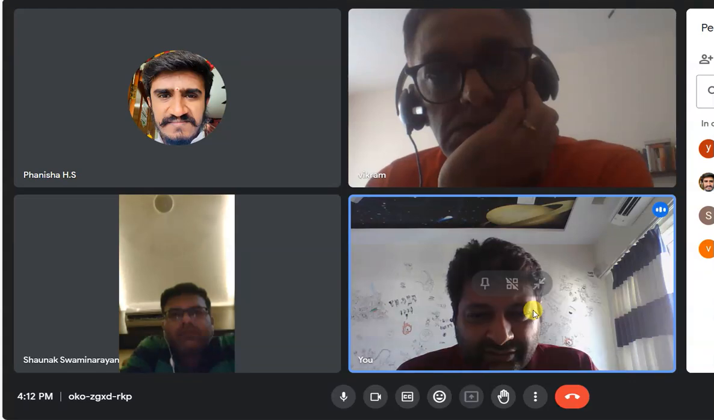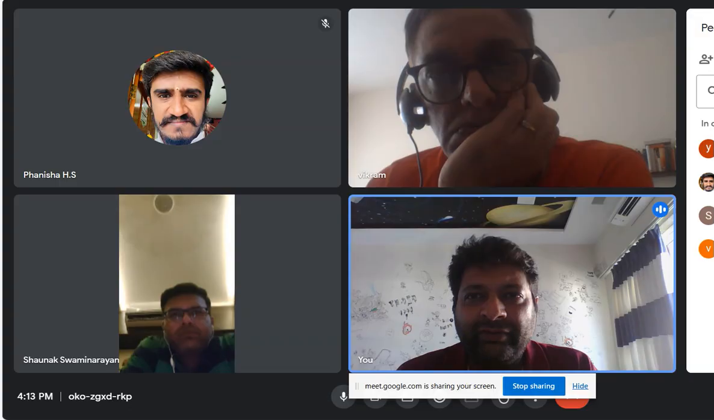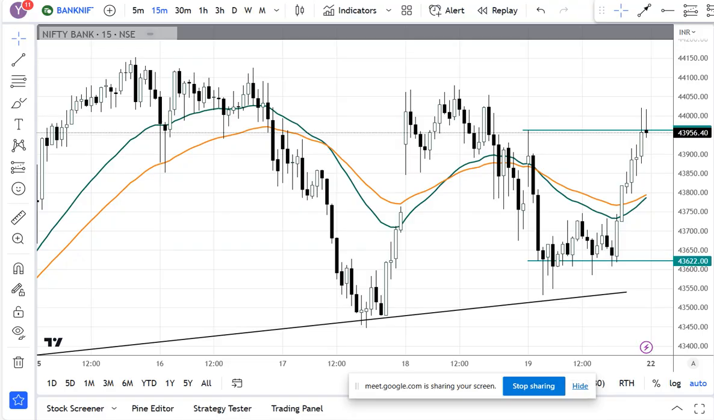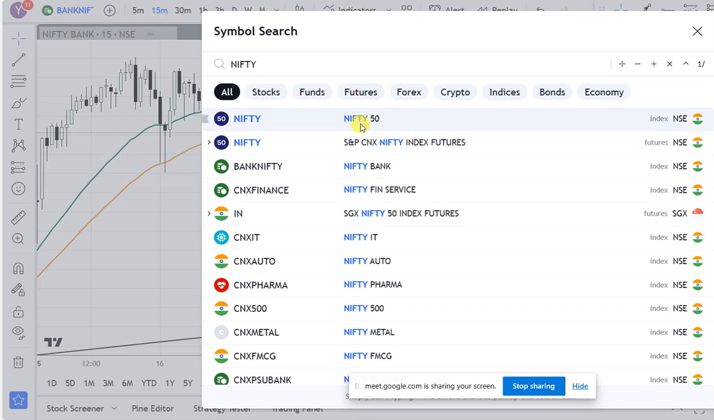Screen, the entire screen. Okay, now you all tell me when you can see the screen. Can you see the chart? Yes, sir, it's visible. Okay. Now let's start with Nifty.